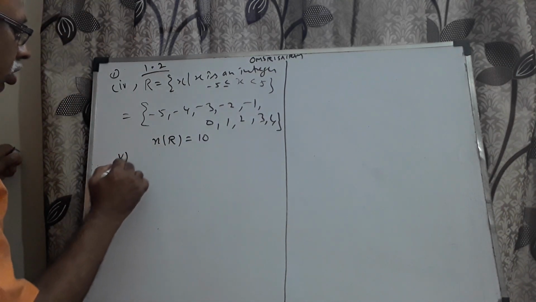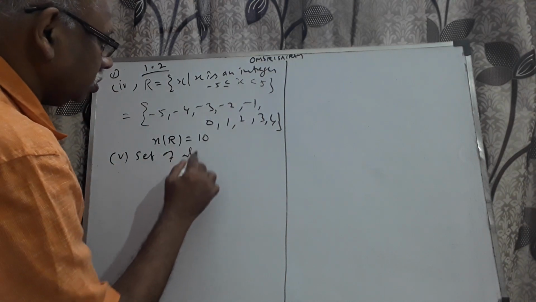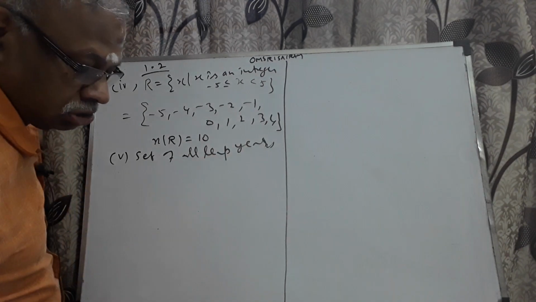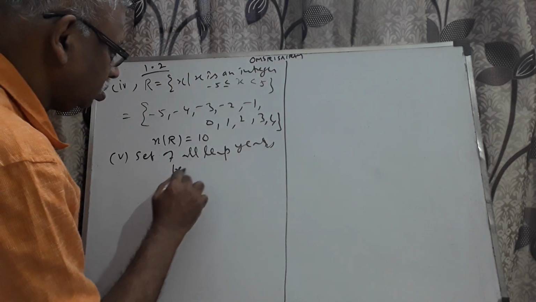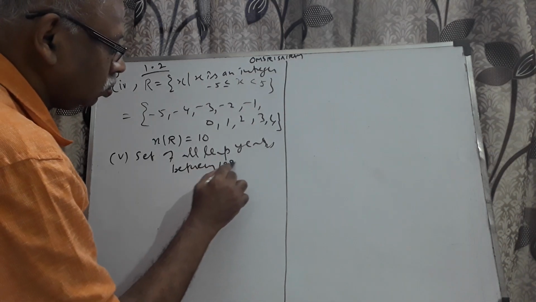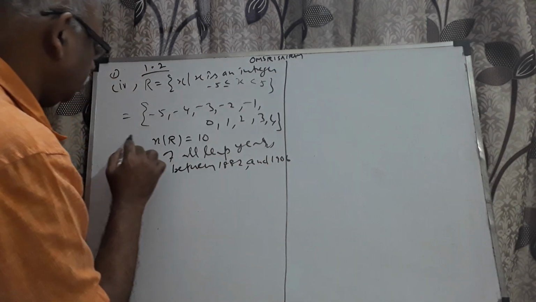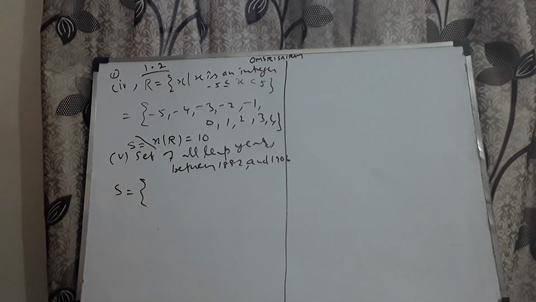Then the fifth one says: the set of all leap years between 1882 and 1906. We call it a set. Now listen carefully. For a year to be a leap year, it should be divisible by 4, and century years should also be divisible by 400.